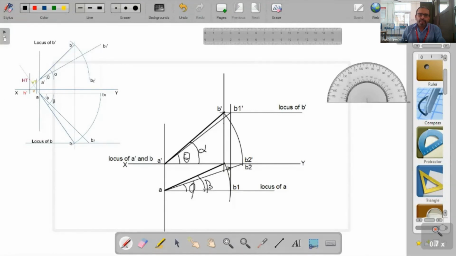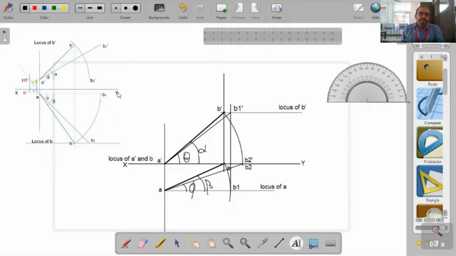So this is the complete drawing. Now you have to locate the HT as well as VT. Here, in order to find out HT, you must first find out H dash. H dash is obtained by extending the front view A dash B dash, such that it intersects with the XY.